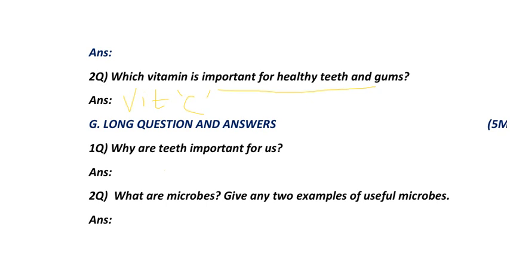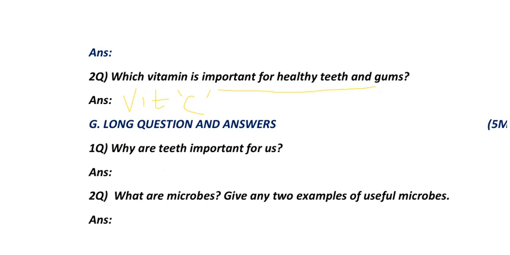Next one, second question. What are microbes? Give any 2 examples of useful microbes. What did I tell? Microbes are some small, tiny living organisms which we cannot see with the eyes. Such organisms are called microbes. We should see the microbes with a special instrument called a microscope. With the help of the microscope we can see the microbes.